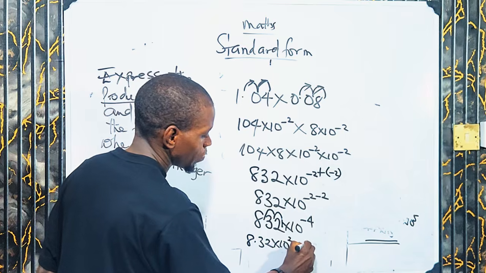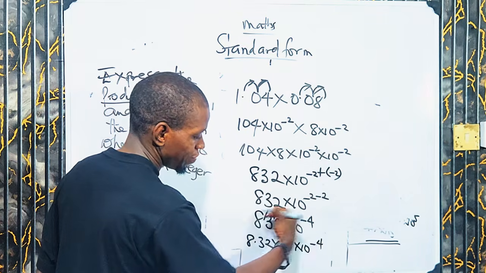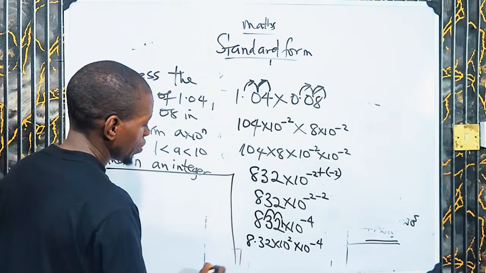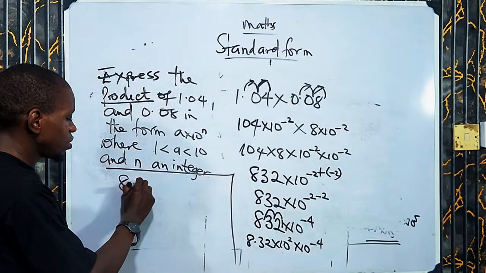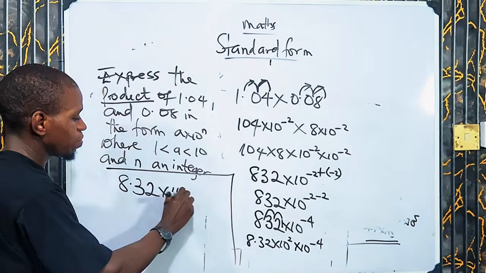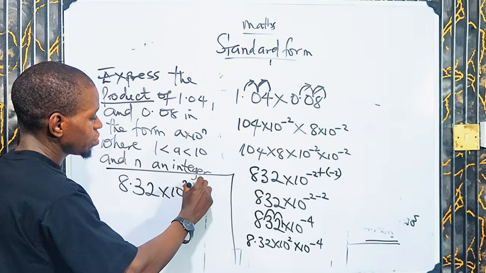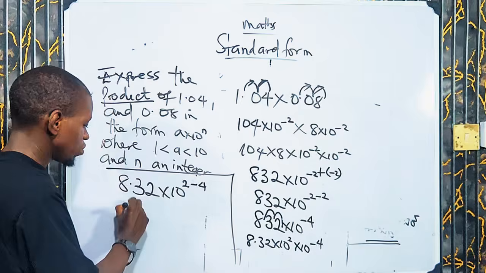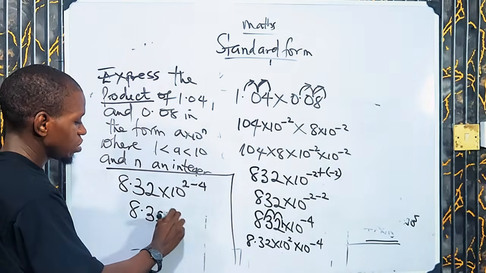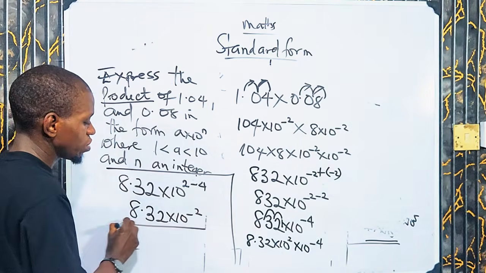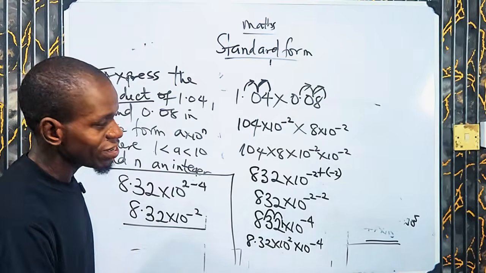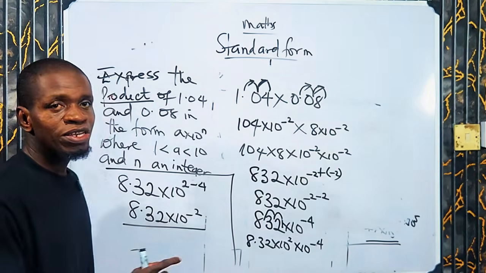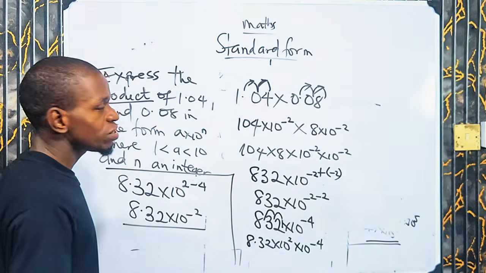They will now say times 10 to the power minus 4, which is the one that we have before. So when you combine both of them together, I am going to have 8.32 times 10 to the power 2 minus 4, and 2 minus 4 is going to give me minus 2. So 8.32 times 10 to the power minus 2, and this is going to be your final answer. This is the way you are going to express it in your exam. Okay, I have done addition.